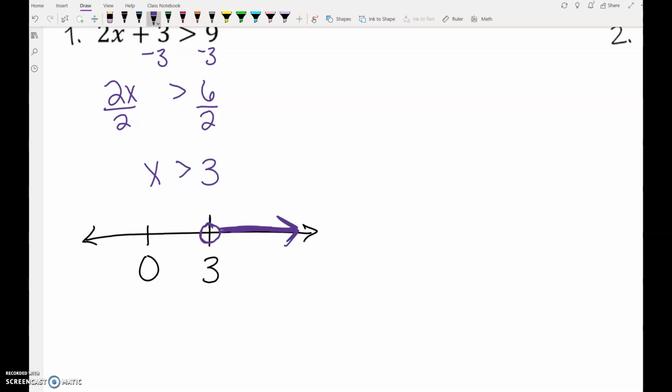Helpful hint. If your variable is listed first and your number is listed second with the inequality symbol in between, notice that this symbol actually creates an arrowhead showing you which direction you need to shade. So the symbol does help you to see which direction you need to shade. The other trick is hold your hands up. If your right hand makes the symbol, you shade to the right. If your left hand makes the symbol, you shade to the left.